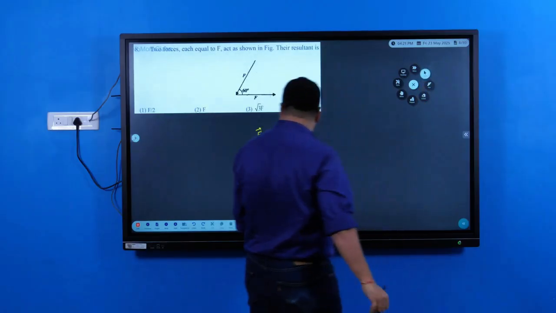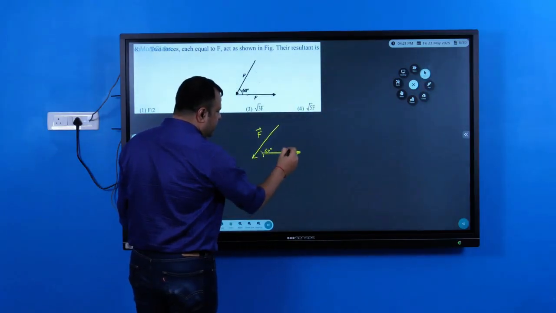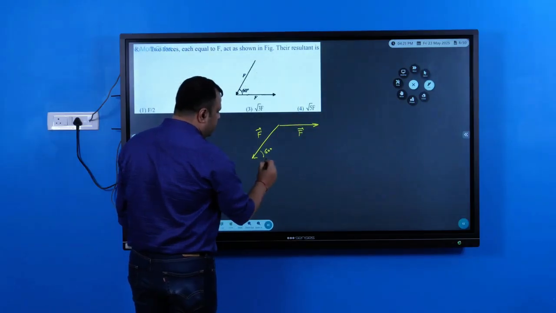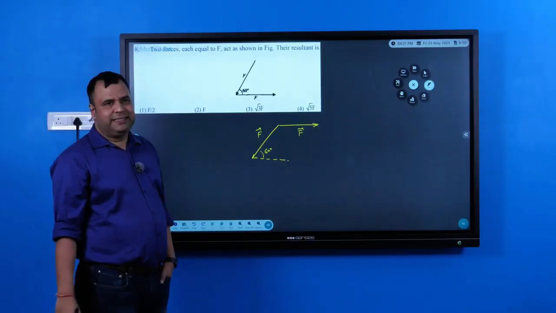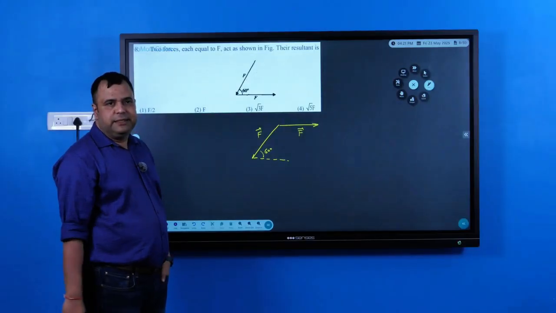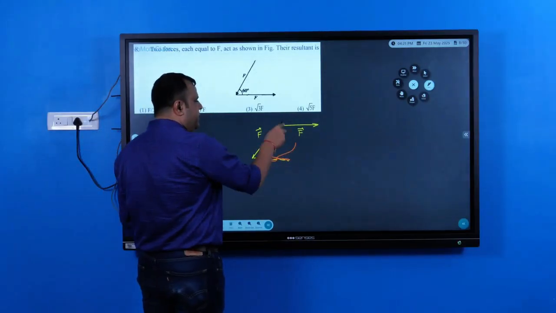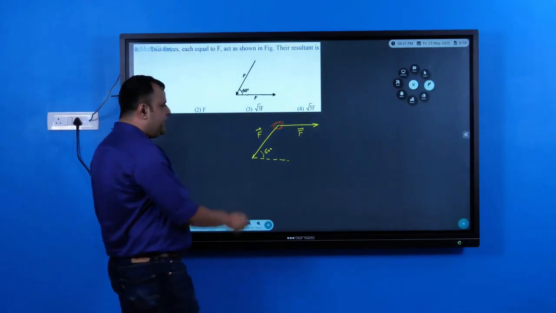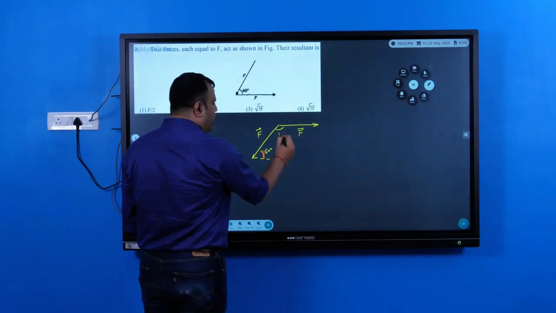So what we will do in this case, this vector I'll be moving from here and joining it with the tail here. While moving this vector, I'm not changing its direction, I'm not changing its length. So I move this vector from the bottom till the top, and now both the vectors are joined with their tails. Once they are joined with their tails, this angle was 60, this angle will be 120.